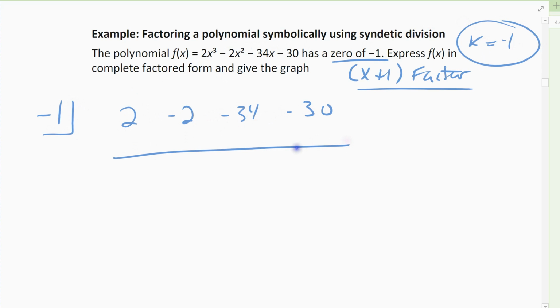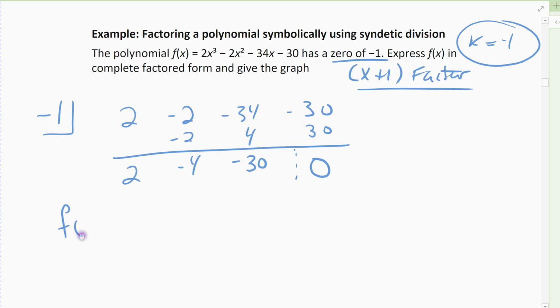I already know that the remainder should come out 0, so that's sort of my check in my synthetic division. If I don't get 0 out as a remainder, I've messed up. Alright, so drop the 2. -1 times 2 gives me -2, so I get -4. -1 times -4 gives me a +4, which gives me -30. -1 times -30 comes out +30, and I did get a 0 where I want to.